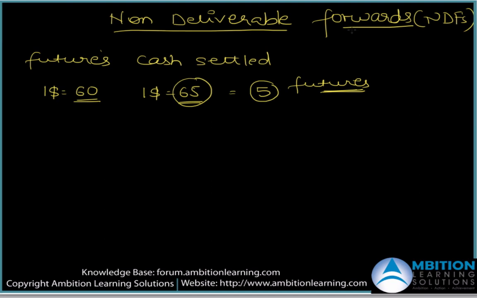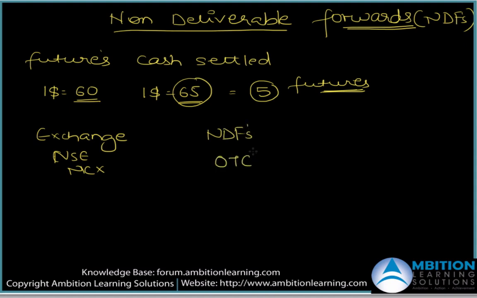Then why is it called a non-deliverable forwards contract? It's called a forward contract because unlike a futures contract which is exchange traded, so futures is traded on an exchange like we learned, the NSE, MCX over here in India, non-deliverable forward contracts or NDFs are traded over the counter, like the forwards contract were traded with a bank. That's the major difference, which is why this is called a non-deliverable forward, because it is traded over the counter.